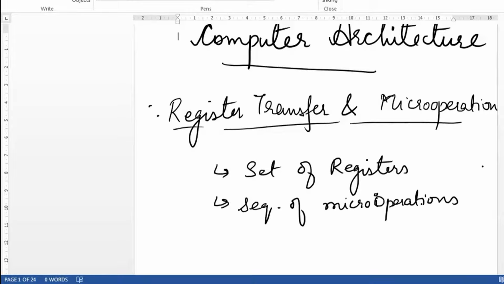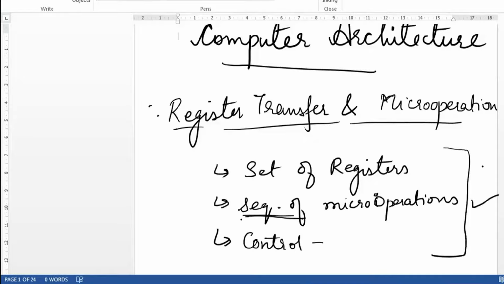Whatever binary information is stored in the register, you will be required to carry out some micro operations. So that is the sequence of micro operations. And last, you also need something to control. It indicates in which sequence the micro operations should be performed. So these three things are very important if you want to understand the internal hardware organization of any computer.